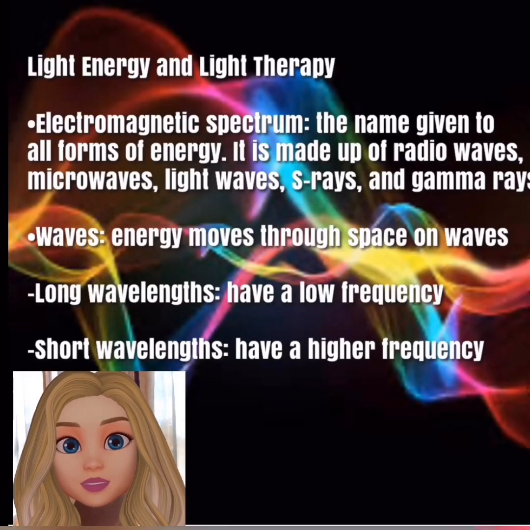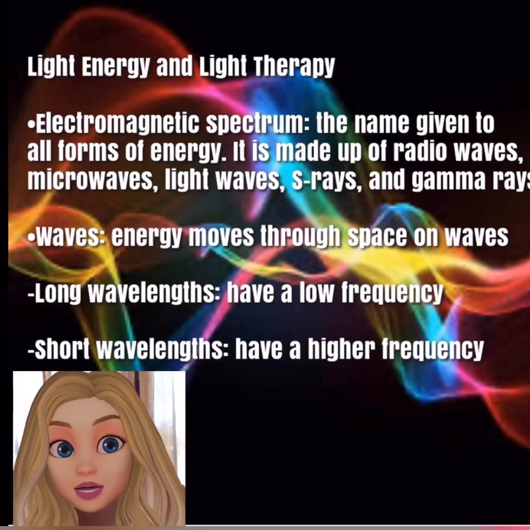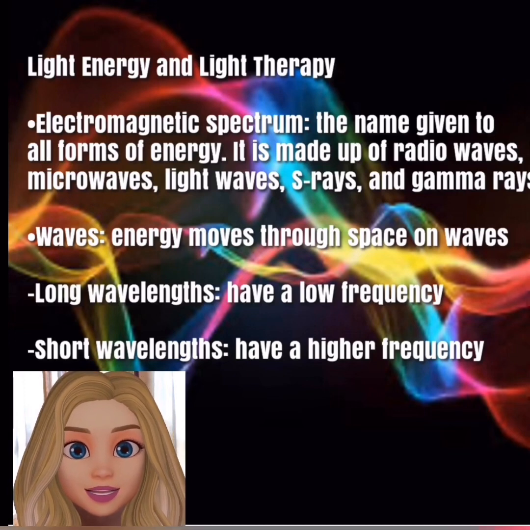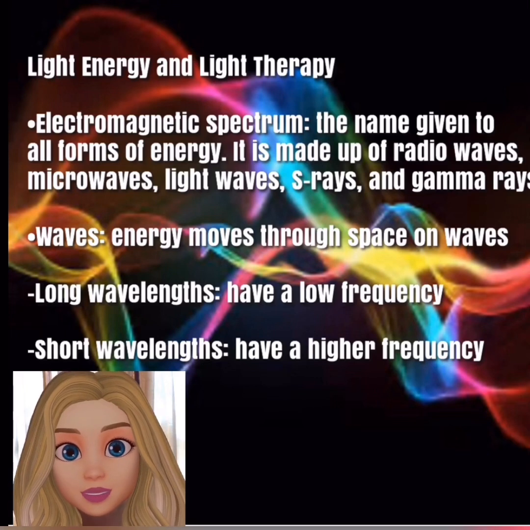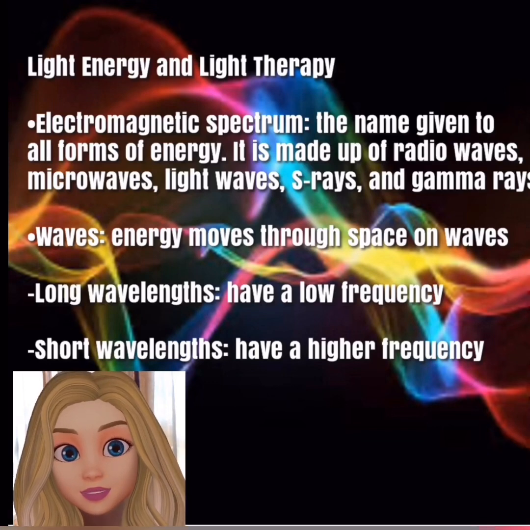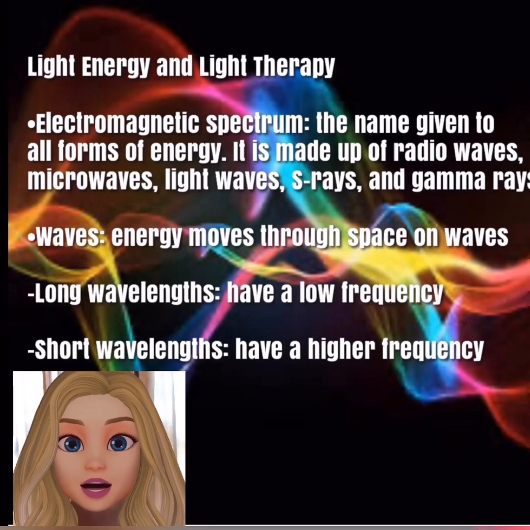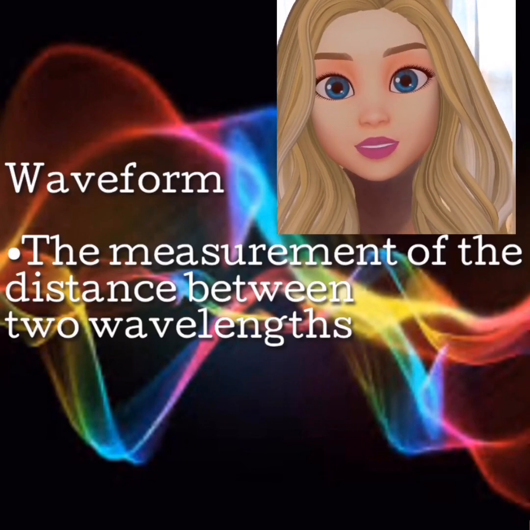Electromagnetic spectrum is also known as electromagnetic spectrum of radiation. It is the name given to all forms of energy or radiation that exist. You have two types of wavelengths, long and short. A wavelength is the distance between two successive peaks of electromagnetic waves. A long wavelength has a low frequency, and a short wavelength has a higher frequency. Waveform is the measurement of the distance between two wavelengths.